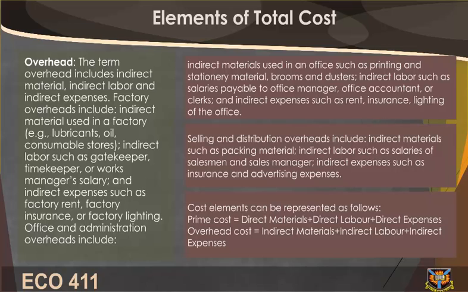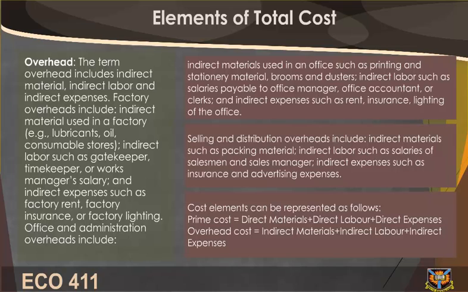indirect labor such as salaries payable to office manager, office accountant or clerks, and indirect expenses such as rent, insurance, lighting of the office. Selling and distribution overheads include indirect materials such as packing material, indirect labor such as salaries of salesmen and sales manager, and indirect expenses such as insurance and advertising expenses. Cost elements can be represented as follows.